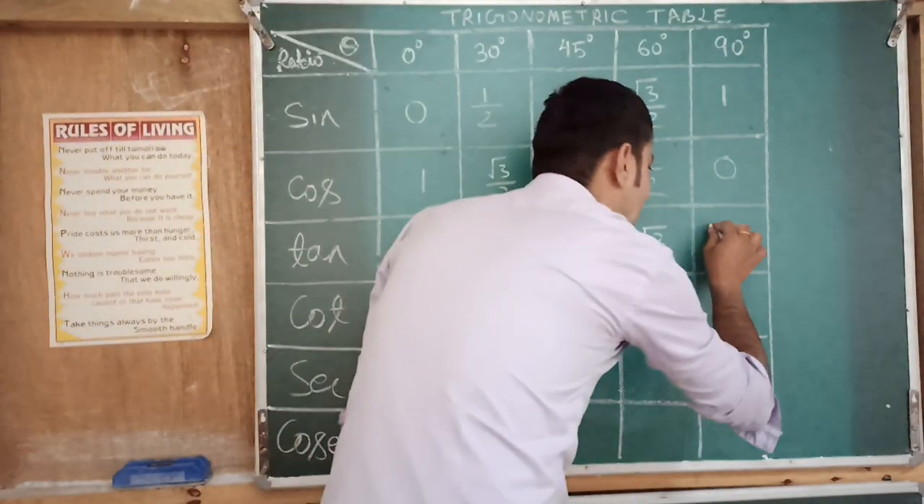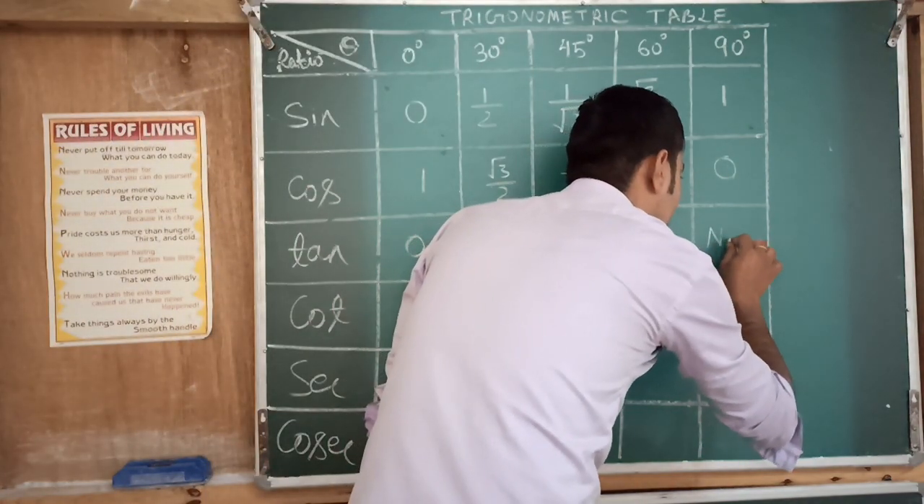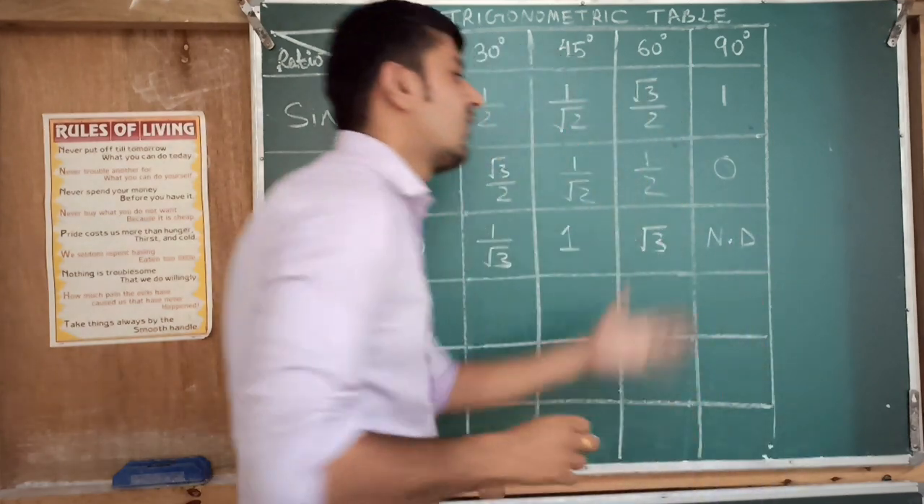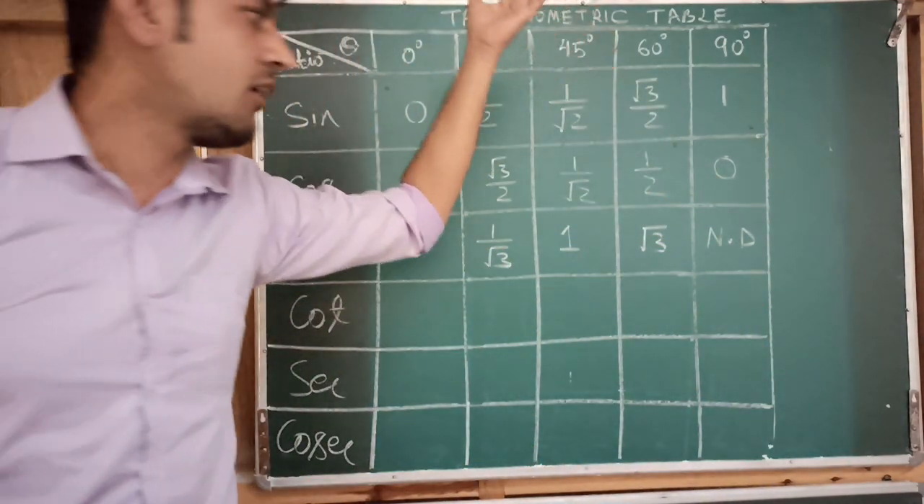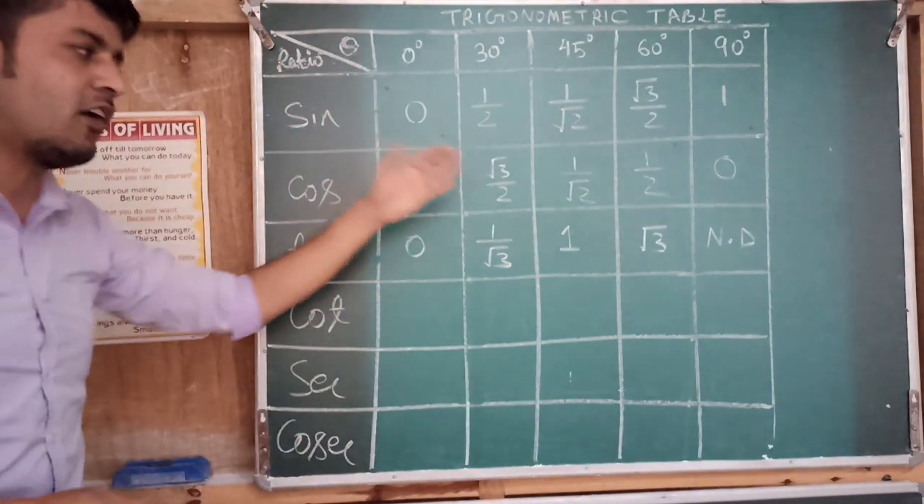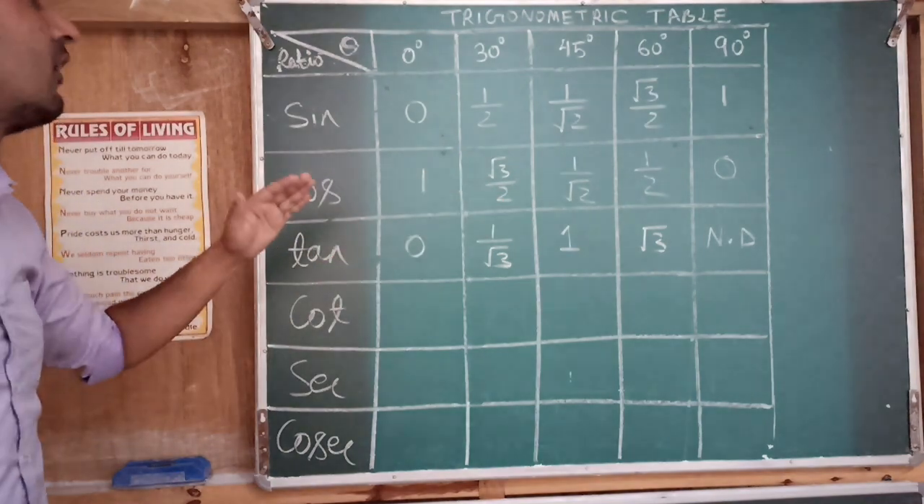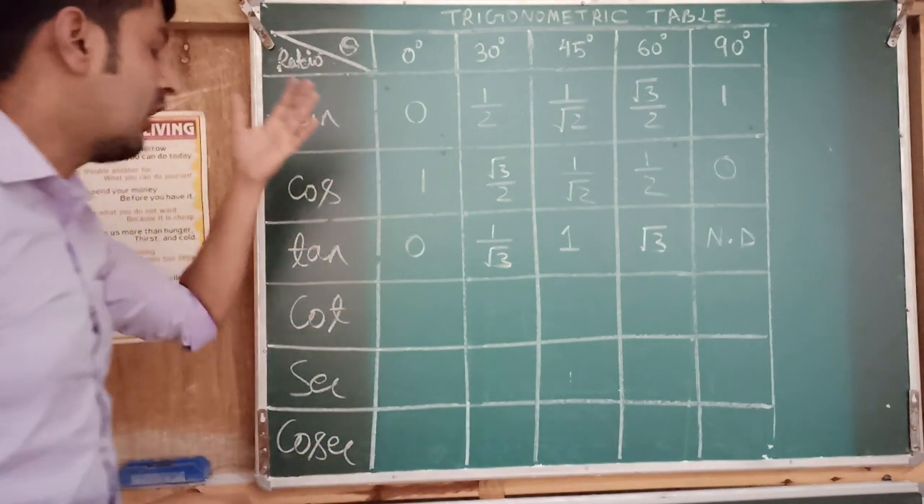So you can write it down as ND. ND means the value is not defined. So you have got your tan theta.